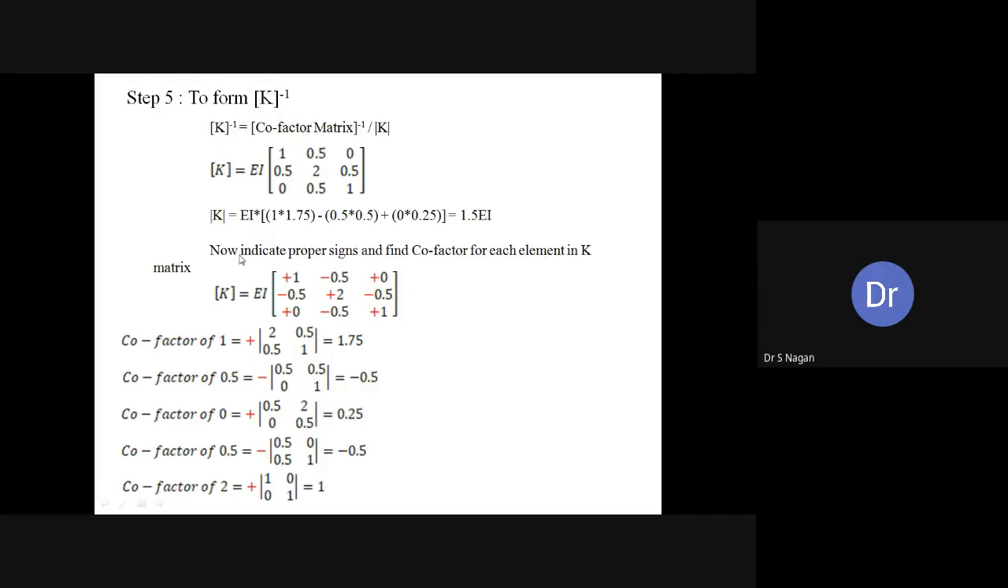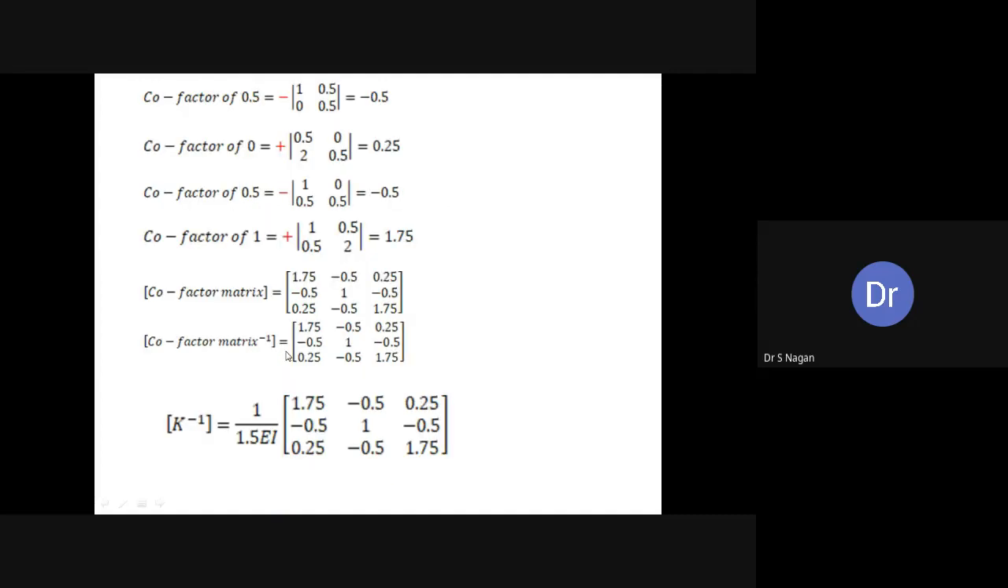Then how to find the determinant? The determinant you can easily find using small A1 into capital A1, plus small B1 into capital B1, plus small C1 into capital C1. So this is your small A1, this is small B1, this is small C1. So using that you can find the determinant. So in the determinant EA will be involved, so we'll be getting 1 by EA like this. So K inverse will be 1 by this EA.